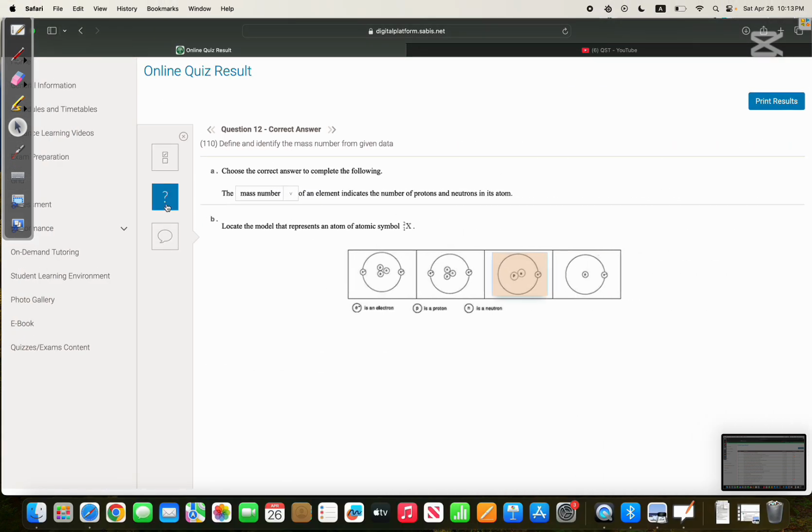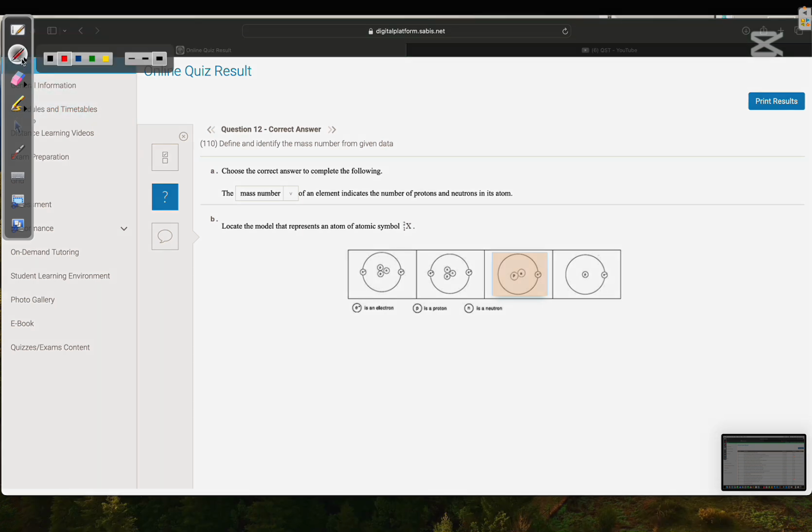Number 12. The mass number of an element indicates the number of protons and neutrons. Okay, I already explained this in the question before. So look, let me draw this. X, 1, 2. Now we need to find the amount of neutrons. Neutrons is the mass number minus the atomic number. So we have one neutron and one proton.